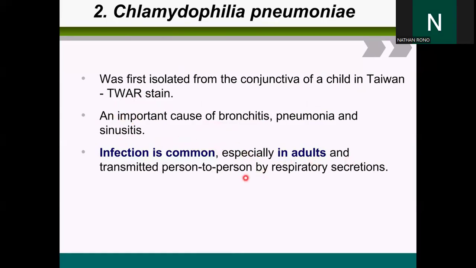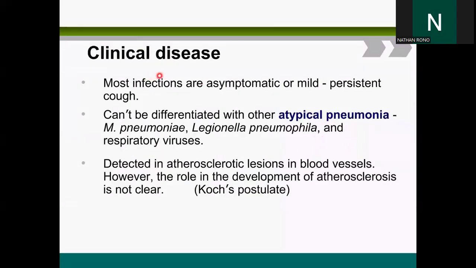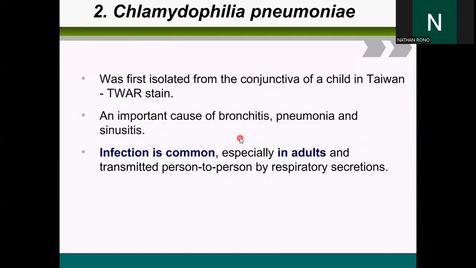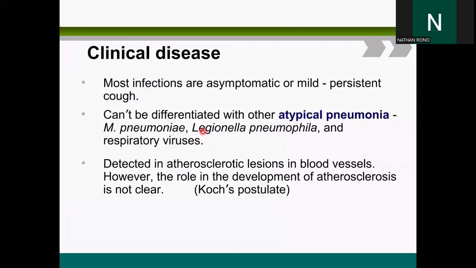Infection is common, especially in adults, and transmitted from person to person by respiratory secretion. So when you cough, respiratory droplets, we usually call it aerosol transmission. Clinical disease: it is an atypical pneumonia. Most infections are asymptomatic or mild. There is a persistent cough. These are the other types: Legionella pneumophila, M. pneumoniae, and other respiratory viruses, because they don't cause the typical pneumonia with the sputum. It's detected in atherosclerotic lesions in blood vessels. However, the role in development of atherosclerosis is not clear, but this is just good to know.